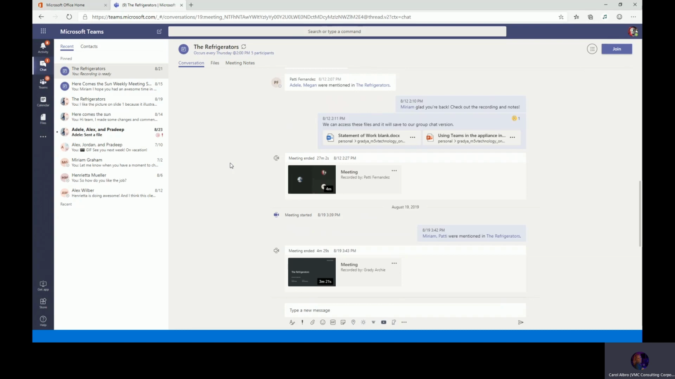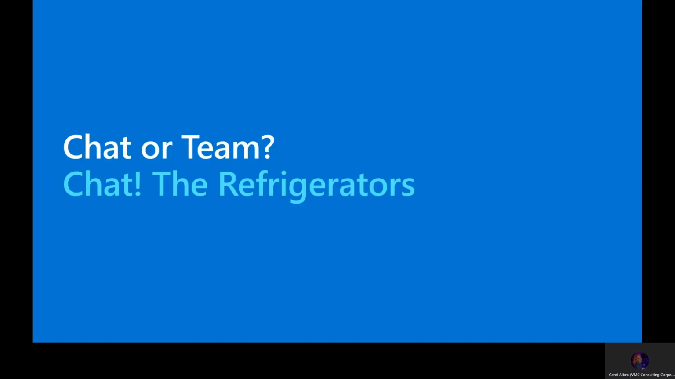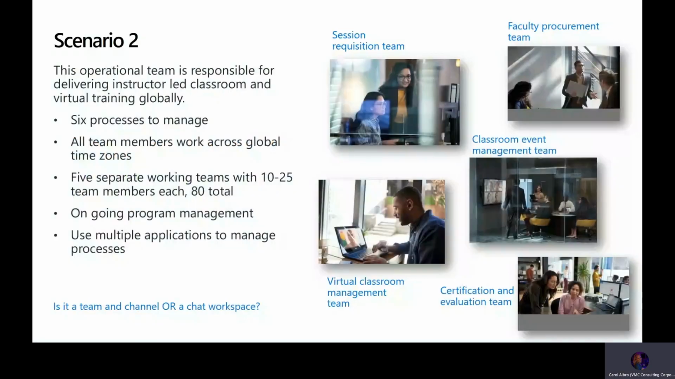So as long as the same person shared it, whether you access this file in the meeting or you access it in the group chat, all the changes are going to save to the same source on Grady's OneDrive. So that's pretty nifty. Doesn't matter where you are, you don't have to jump around to try to find the document you're working on. All right, let's go back to our deck. Let's go to our next scenario.